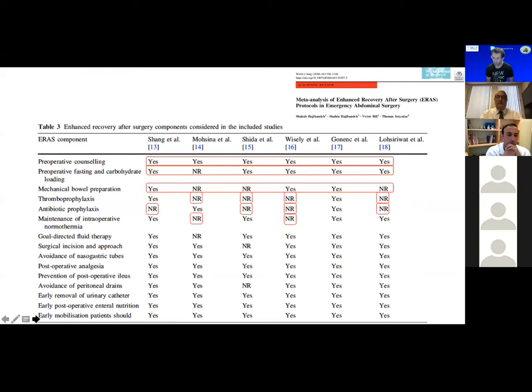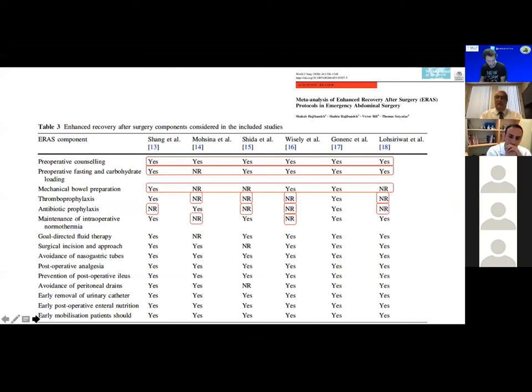And if you look across the 6 studies presented in this meta-analysis, there are a number of components that are very difficult to implement in emergency general surgery. And that brings the question, what is it that we are talking about? What is emergency surgery? How do we define emergency surgery?